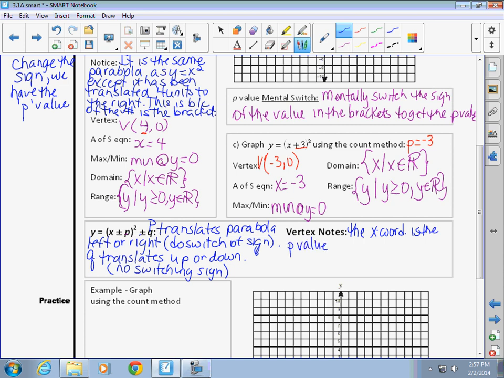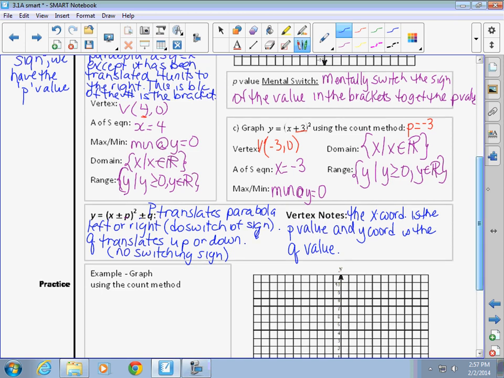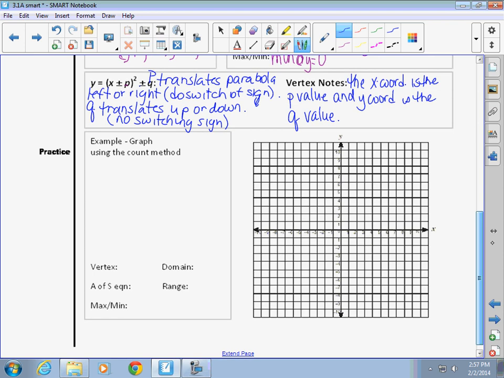And whenever I talk about p-value, that means that I have changed that sign. Without the sign change, it's not technically the p-value. And our y-coordinate is the q value. Okay, so let's try putting this all together.